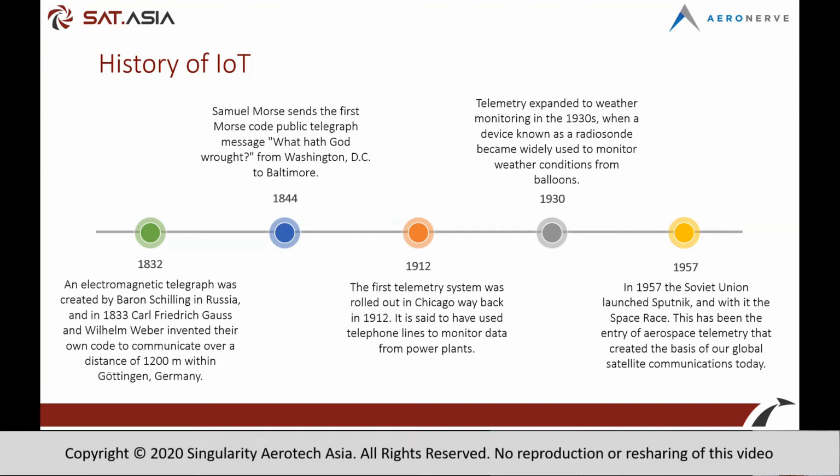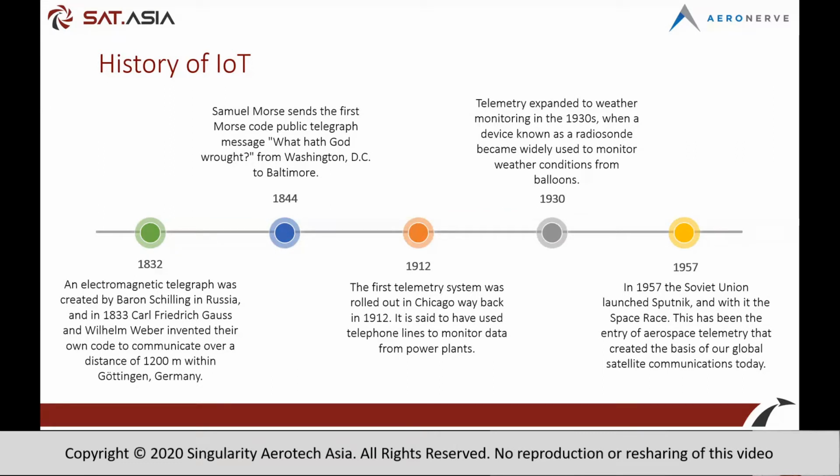If you remember what Morse code is, that is one of the earliest forms of electronic communication. In 1912, the first telemetry system was rolled out in Chicago. They actually used telephone lines to monitor data from the power plants. So very early, already in the 19th century, we are seeing that people are using telecommunication technology to gain data and insights to manage our services.